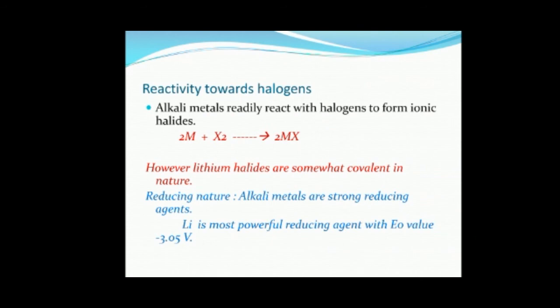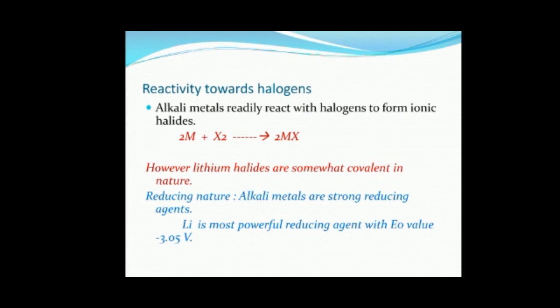Next reactivity we are seeing is towards halogens. Alkali metals readily react with halogens to form ionic halides. See the reaction: alkali metal capital M when combined with halogen produces MX. Here X is the symbol for halogen. However, lithium halides are somewhat covalent in nature.